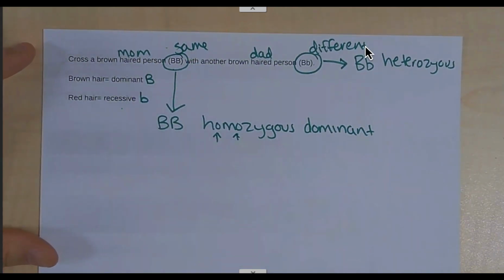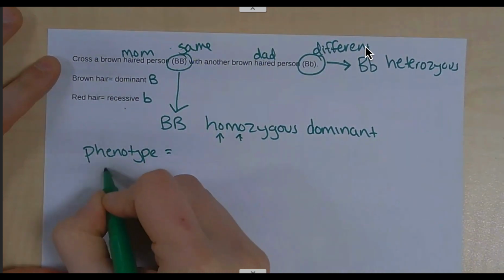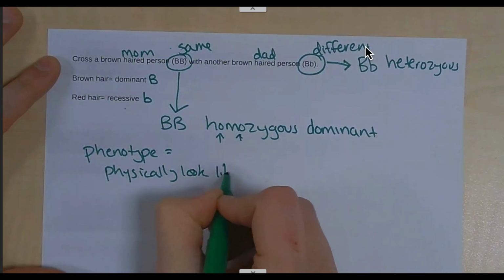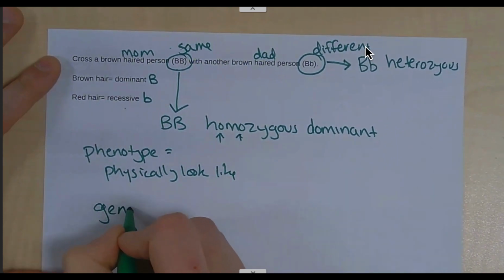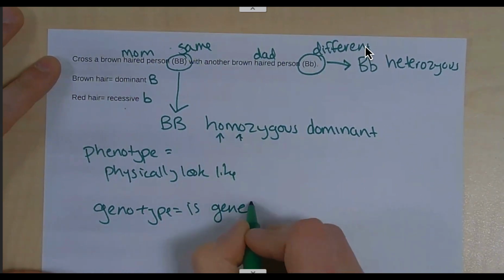And if we're trying to figure out what an organism physically looks like, that is their phenotype, what they physically look like, whereas genotype is their genetics, so their letters.